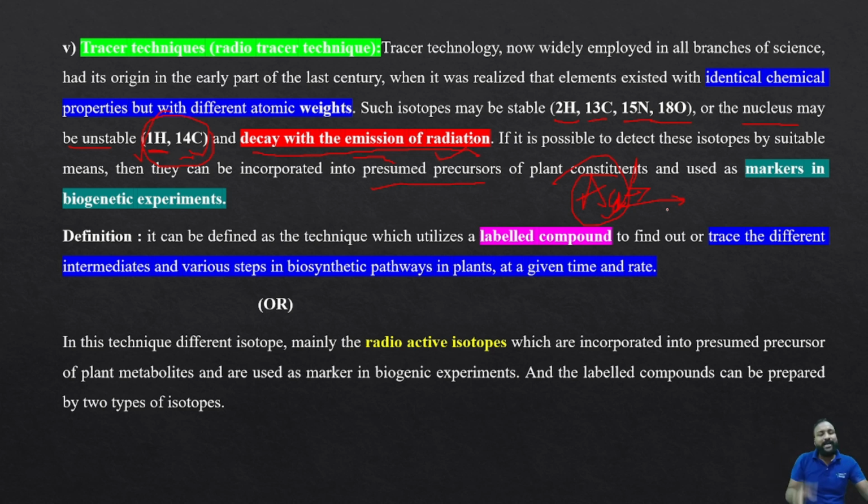Like that, we need to incorporate the labeled isotope, the unstable isotope, along with the starting precursor. Then it will be attached to the precursor, so it travels along the entire pathway, and it will capture each and everything.